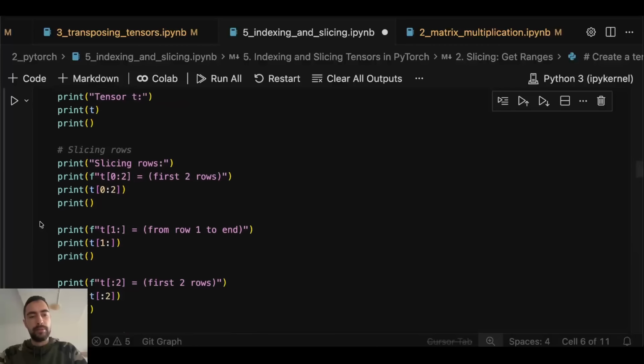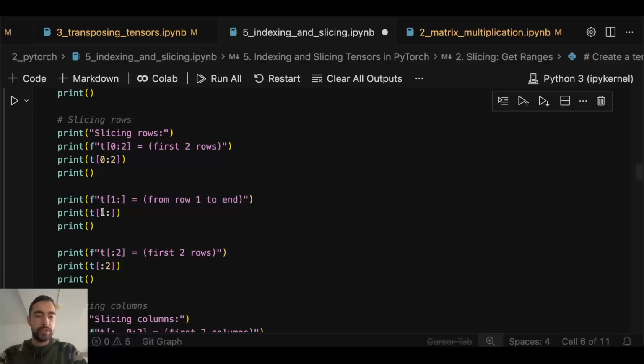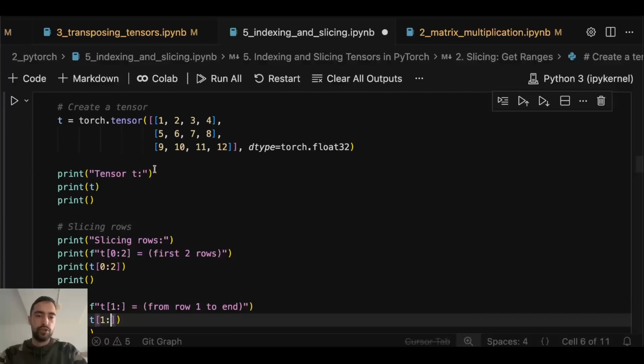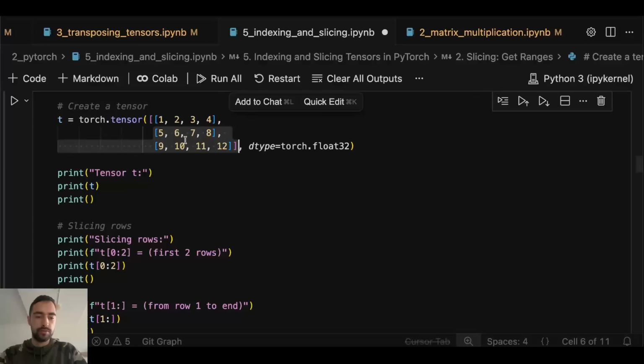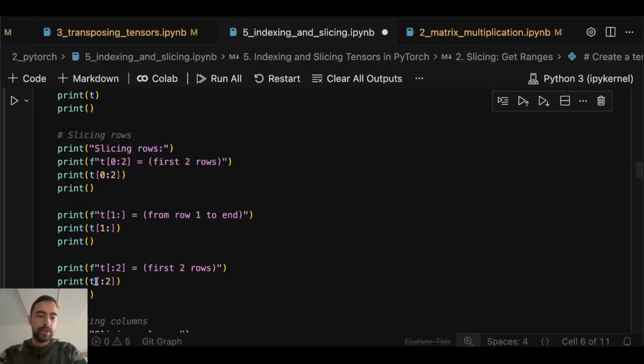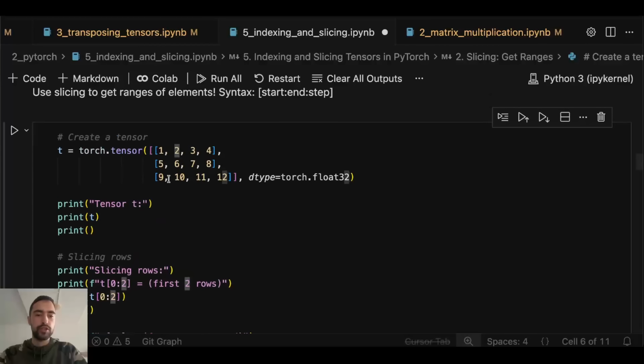And then I'm going to go a bit quicker. This will go from row 1 to the end. So from row 1, including, until the end. So it will give you these two. You can check below. This will give you from the beginning until 2, but excluding 2. So it will give this one and this one, and it will not give you index 2. This is index 0, 1, 2.